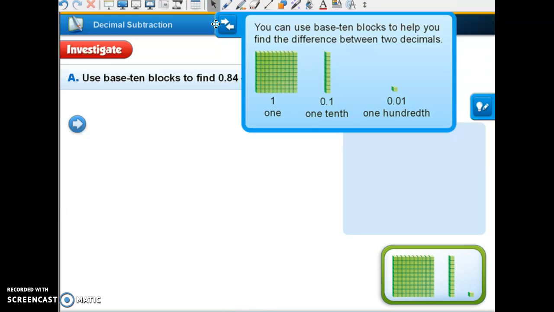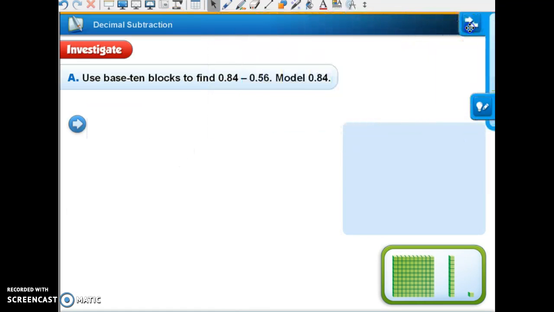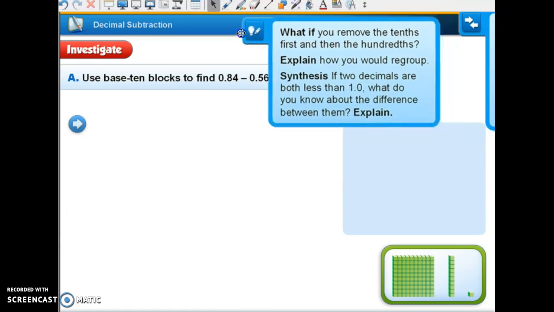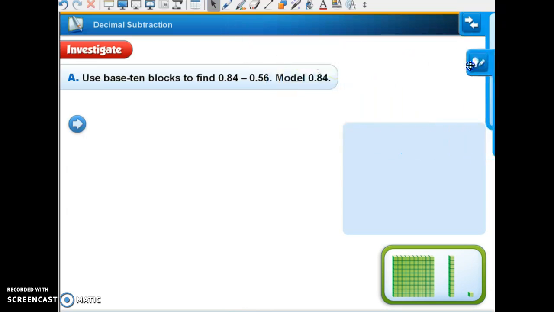Remember that your hundredths flat has now become 1, that your ten stick is now 1/10, and your ones cube is now 1/100. So it says use base 10 blocks to find 84 hundredths minus 56 hundredths.